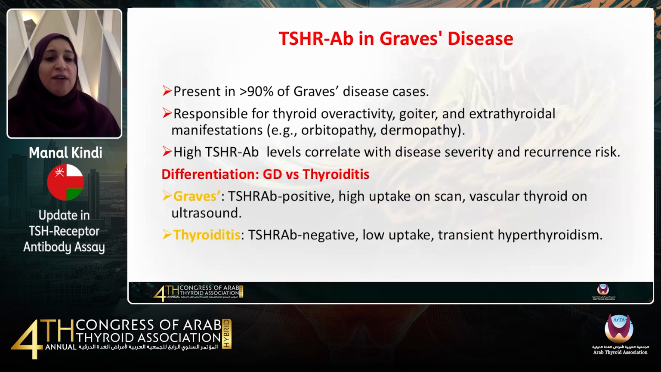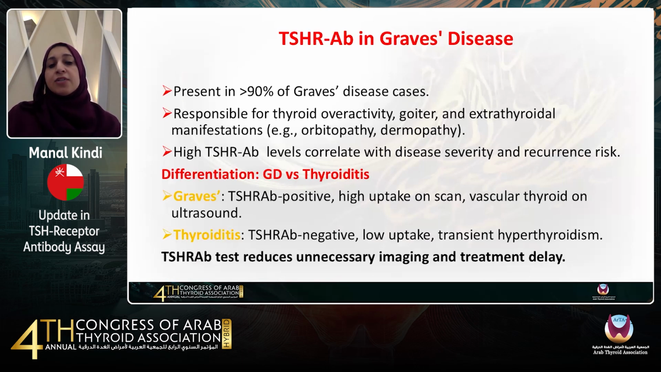How does that work? If you have Graves' disease, then you probably have positive TSH receptor antibodies, high uptake on the scan, and a vascular thyroid on the ultrasound. If there's thyroiditis, the TSH receptor antibodies will be negative, there will be low uptake, and there will be a transient hyperthyroidism. The TSH receptor antibodies test reduces unnecessary imaging and treatment delay.